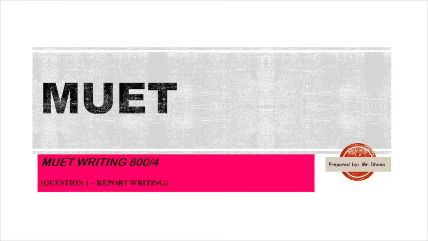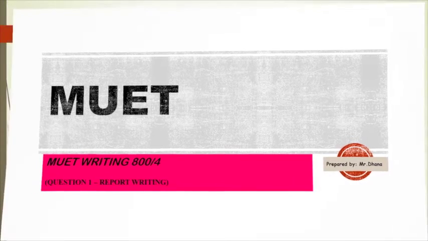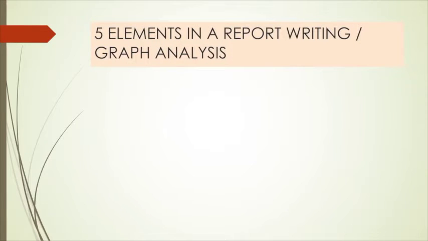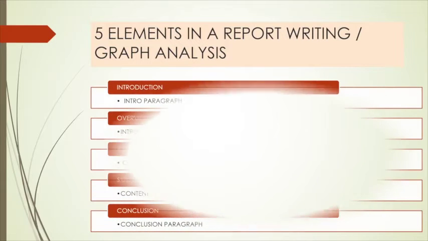Today I'm going to explain to you about MUET, specifically MUET writing, question 1, report writing, or some people call it graph analysis. It's the same thing actually. Firstly, there are 5 elements in a report writing or graph analysis. What are the 5 elements that we have in a report writing?